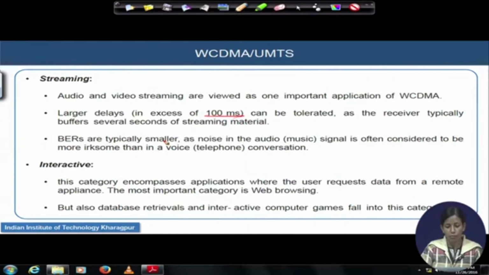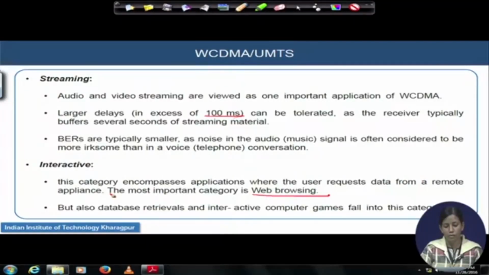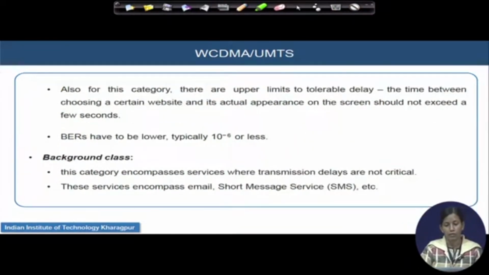In the interactive mode, this category encompasses applications where the user requests data from a remote area. So, web browsing will come under this class, but also database retrievals and interactive computer gaming; they all fall into this interactive class. For this interactive class, the upper limit to tolerable delay is around 100 milliseconds, not beyond that, because even for web browsing or any kind of interactive games, high delay damages the spirit, and the bit error rate has to be lower, typically 10 to the power minus 6 or even less than that.